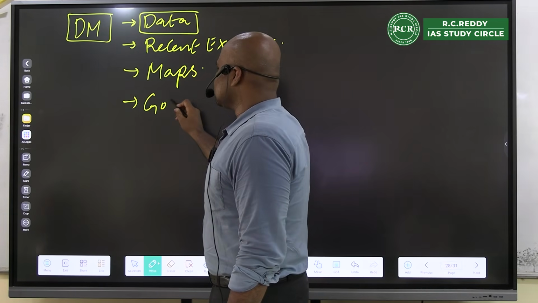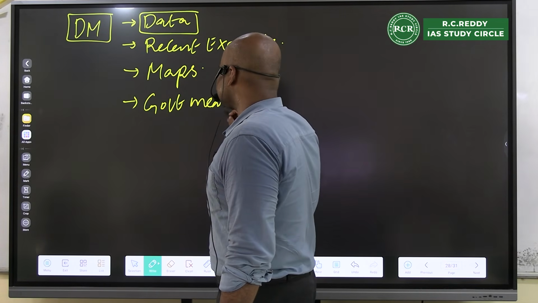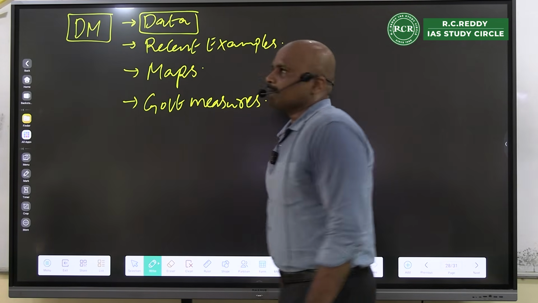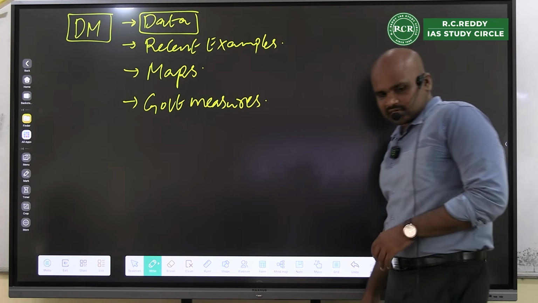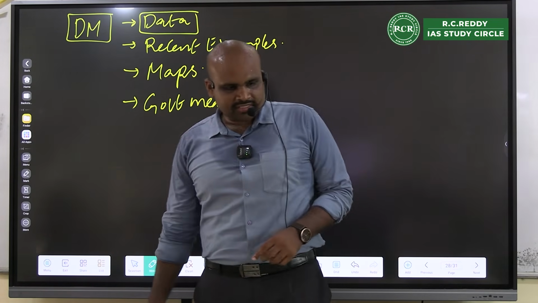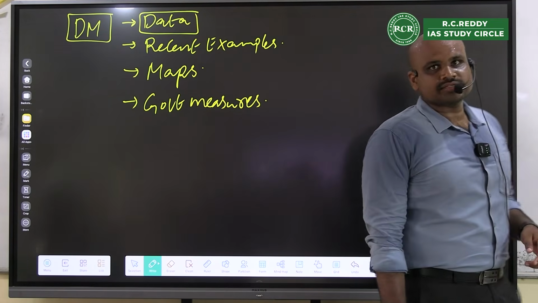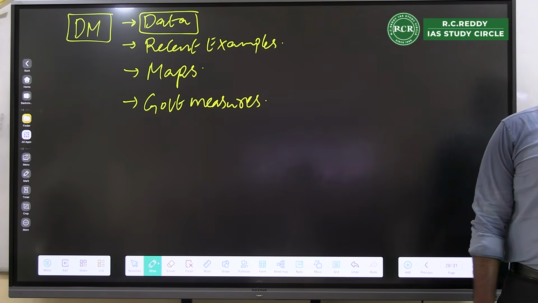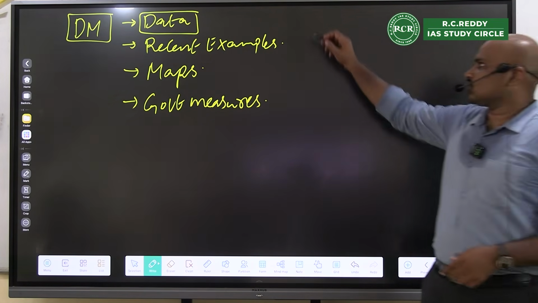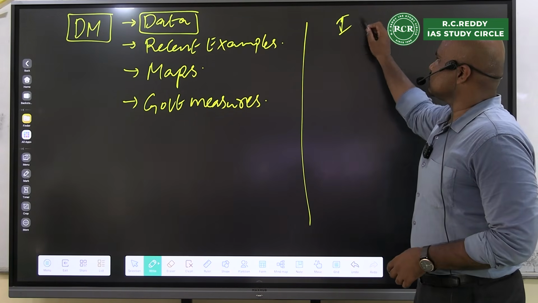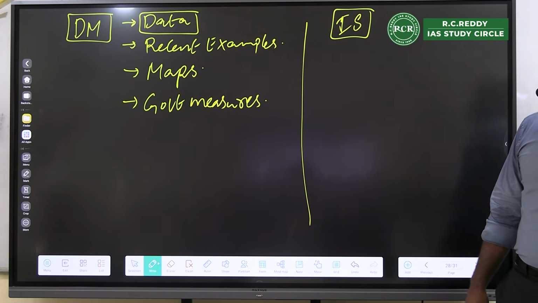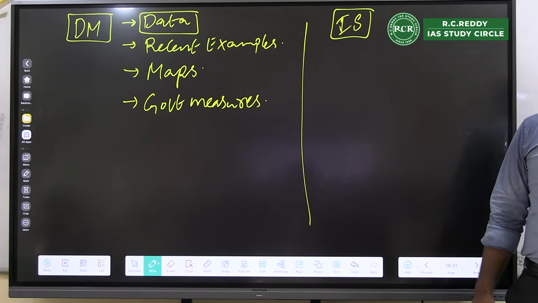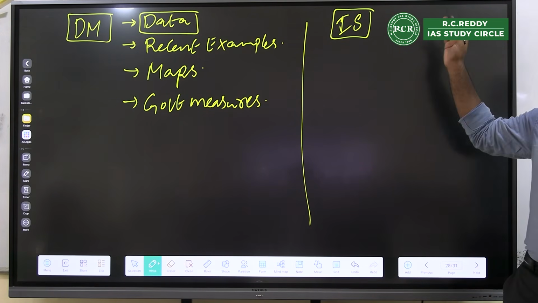And more importantly, again, government measures. I will have to bring in government measures whenever I am talking about disasters at any cost. Is this clear? Right? So that is with respect to disaster. Now one last small subject that is present here, that is internal security. More or less internal security will also have these components.